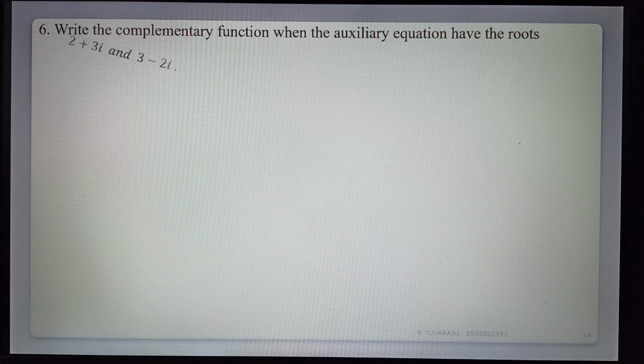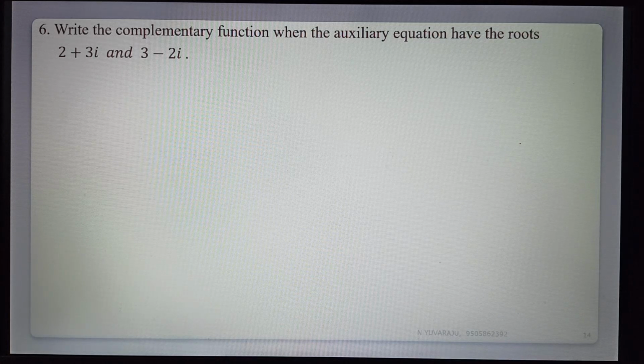Okay, see the next question. Write the complementary function when the auxiliary equation has the roots 2 + 3i and 3 - 2i. Here the roots are given directly. In the previous question we first found the roots and then the solution, but here the roots are already given, so directly write the solution. The complementary function means the solution of the homogeneous equation.